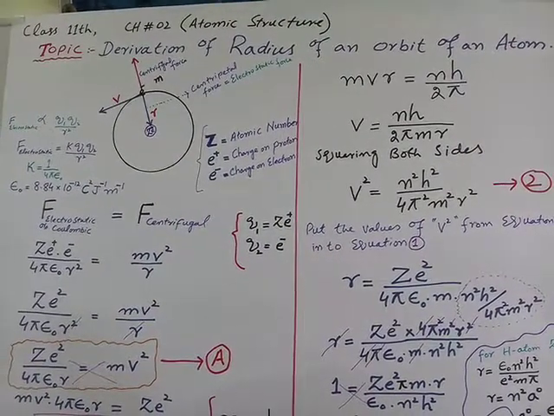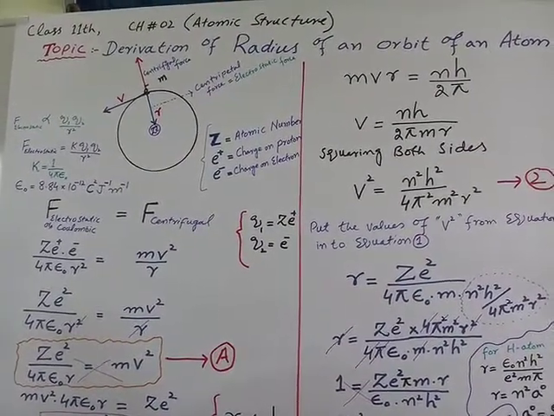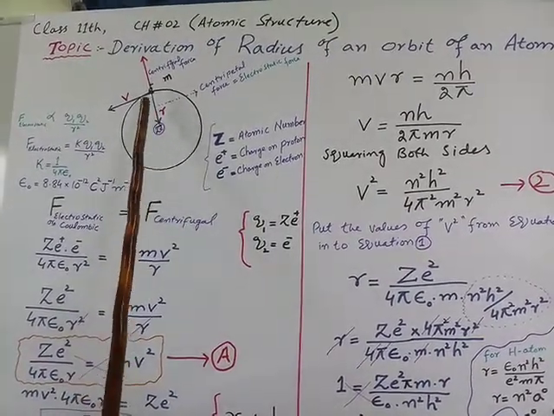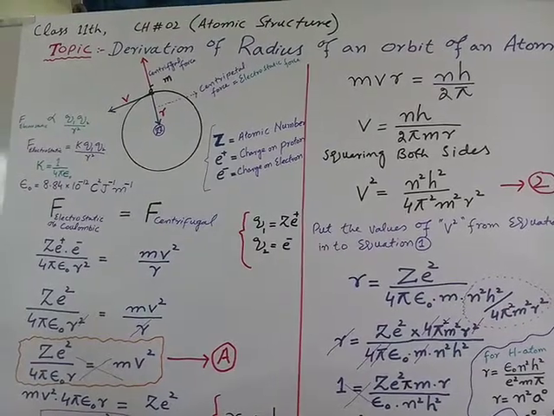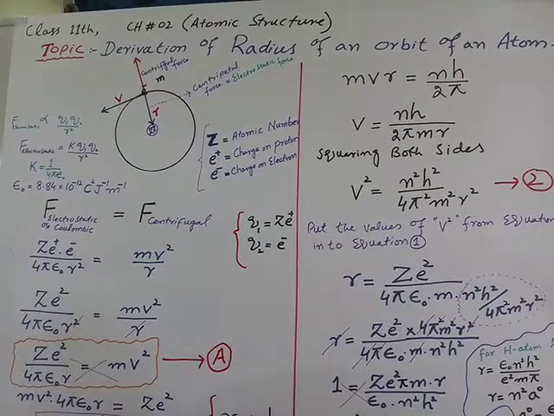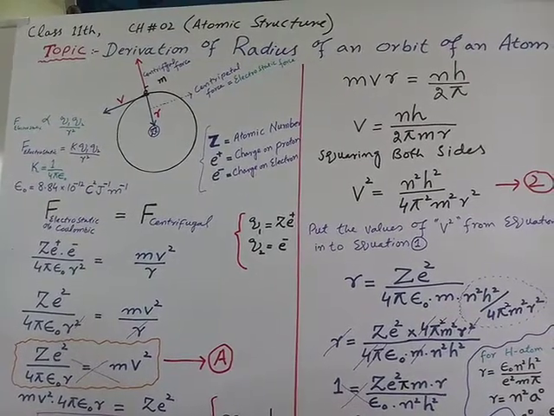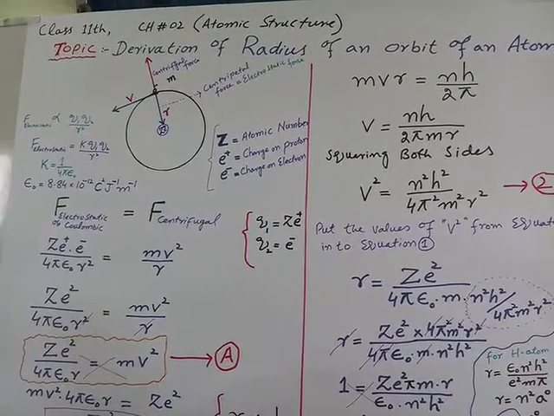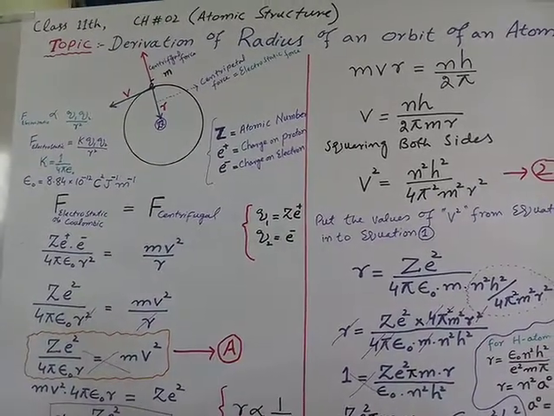So how to calculate radius? You know what a radius is? Radius is the distance between the nucleus and the edge of an orbit, or to where the electron can be found. So this distance is called radius.